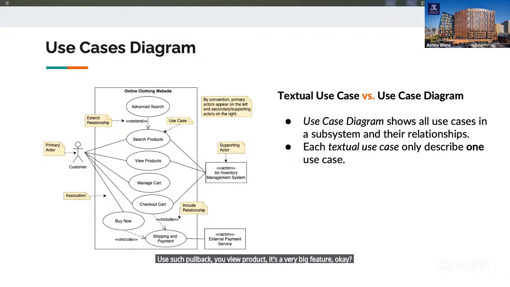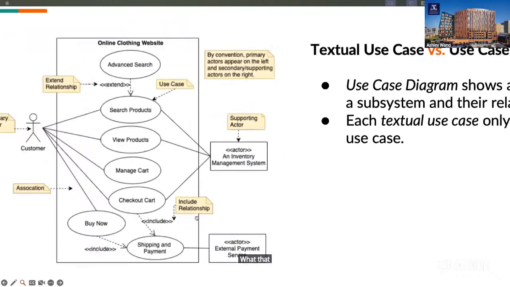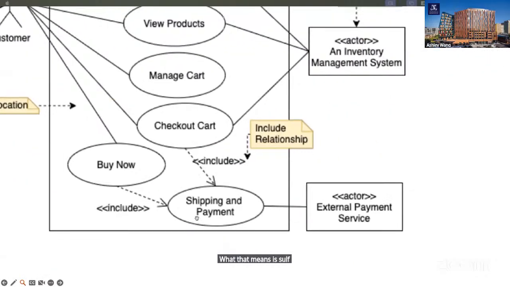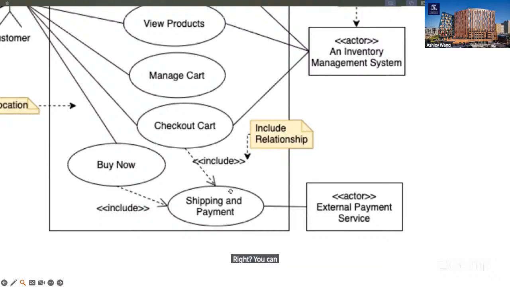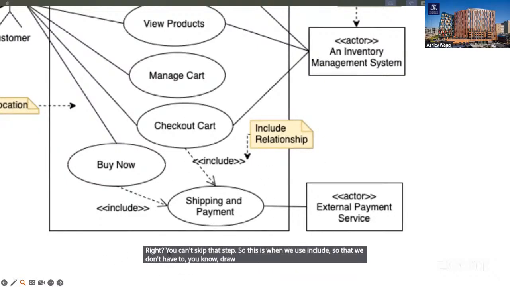Okay. And then we also have the notation of include and extend up there. So for include, that represents the mandatory behavior. For example, if you do checkout cart or buy now, no matter which one you go with, you need to go through the shipping and payment. It's mandatory, right? You can't skip that step. So this is when we use include, so that we don't have to draw this shipping and payment circle twice.